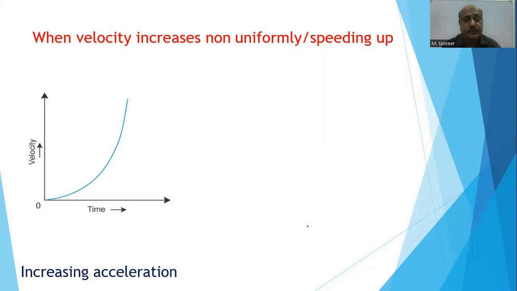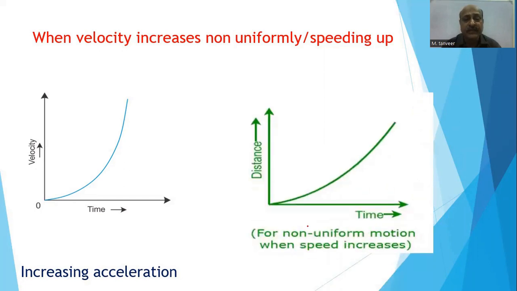Increasing acceleration. Acceleration is produced, but at every instant, acceleration will be more. Same graph. In the distance time graph, the shape of the graph is the same, but it is for non-uniform motion when speed increases. Now speed is increasing, so the distance time graph gives the velocity of the body, and this velocity is increasing at every instant. But when we discuss the velocity time graph, then acceleration is produced at every instant and acceleration is increasing.